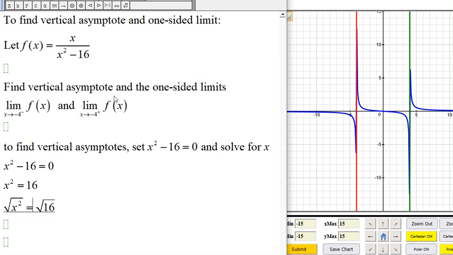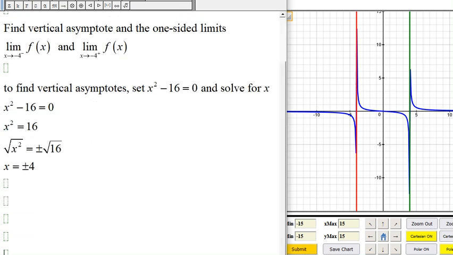And recall, when solving an equation and we take the square root of both sides, we have to put a plus or minus in the front right here. The square root of x squared is x, and then this would be plus or minus. This means that x is equal to plus or minus 4. And so the vertical asymptotes are x equal to negative 4 and x equal to 4.